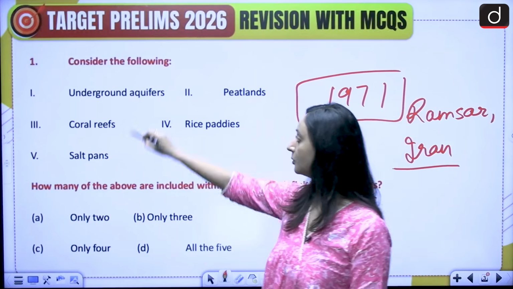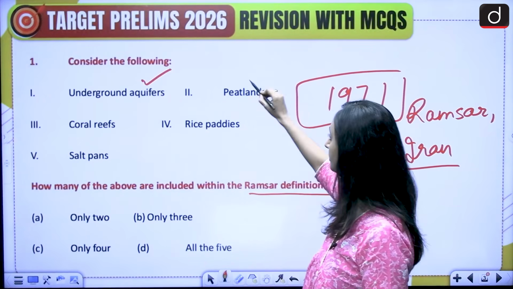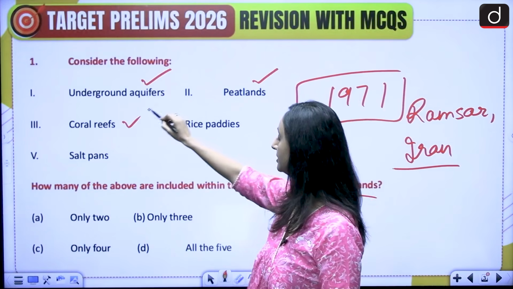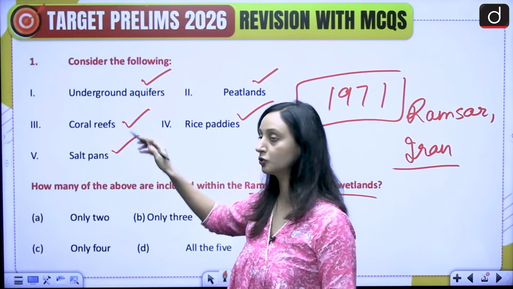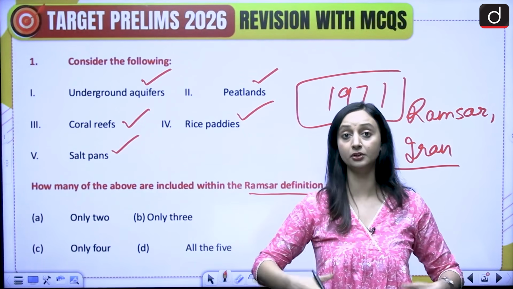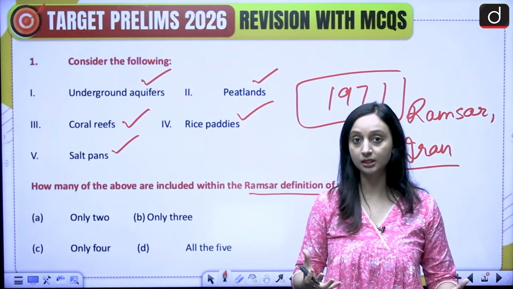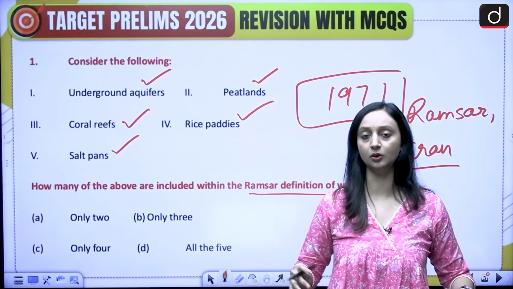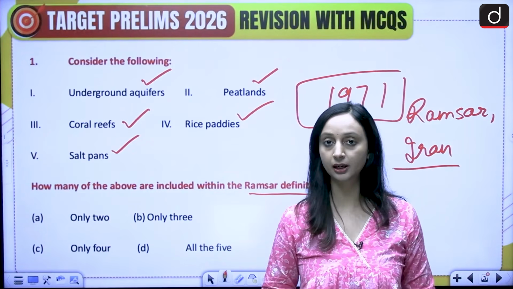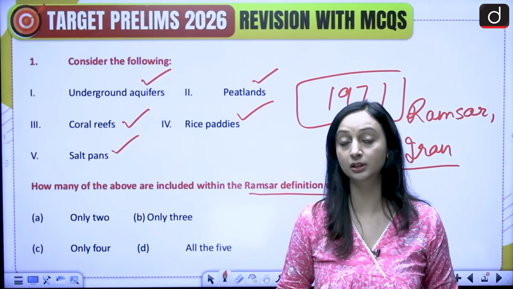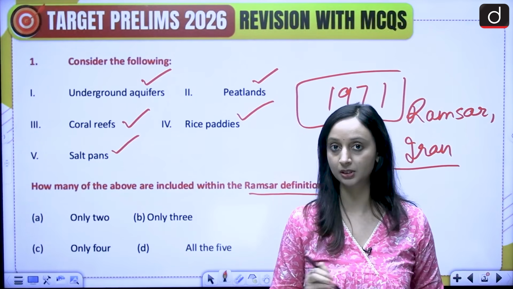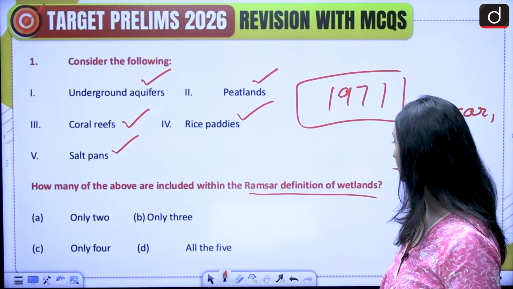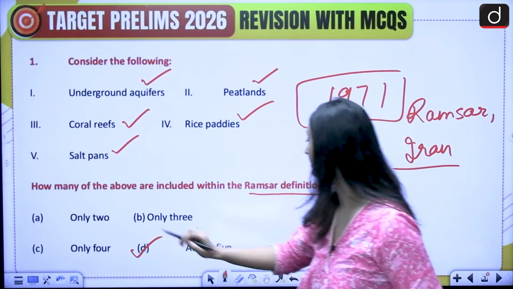So we have underground aquifers protected, yes. Peatlands, yes. Coral reefs, yes. Rice paddies, yes, even though human-made. Salt pans, yes. So all these shallow areas from where the water is evaporated and only salt is left behind. So all these areas, whether they are human-made or naturally existing, are protected under the wetland conservation of Ramsar. Okay, so the correct answer over here would be option D, all the 5.